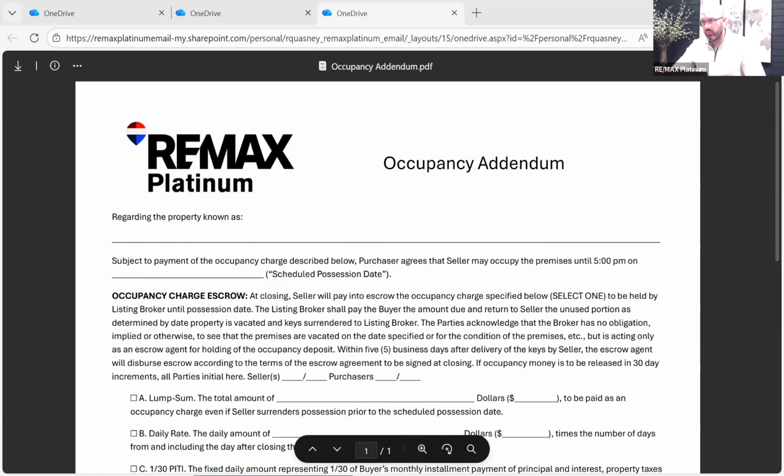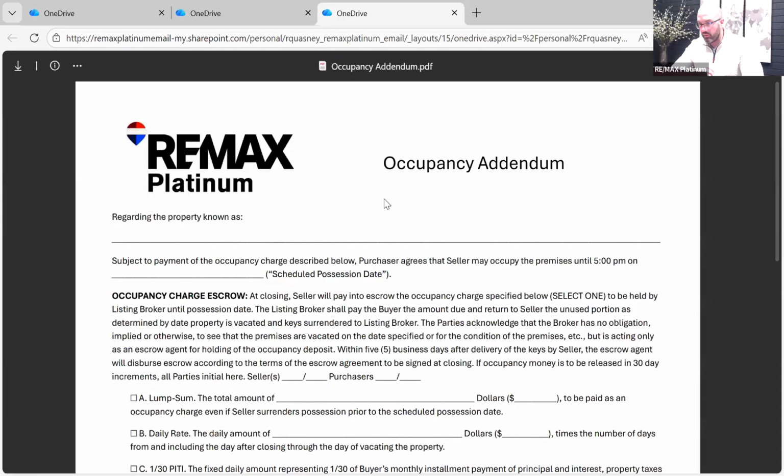with the occupancy addendum. Now, we removed all paragraph language from the purchase agreement and have decided that yes, if you're going to do occupancy, you definitely have to include an addendum if it's not possession at closing. So this is the one that we are recommending that you use, and we can just go through it to talk about why it's crafted the way it is.